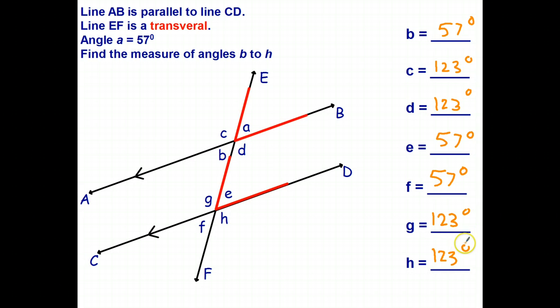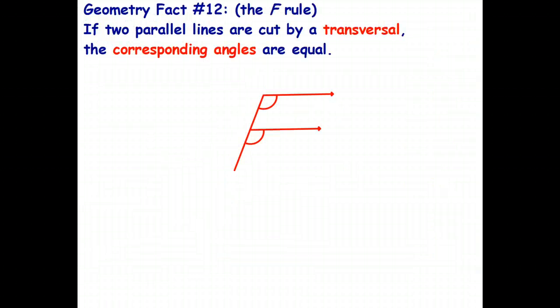So the important thing you need to learn from this page here is there's really only two different sized angles when you have two parallel lines cut by a transversal. And half of them are going to be less than 90 degrees, and the other half will be larger than 90 degrees. Unless, of course, the transversal is at 90 degrees to the parallel lines, in which case they're all going to be 90 degrees. So let's go ahead and look at our three geometry facts.